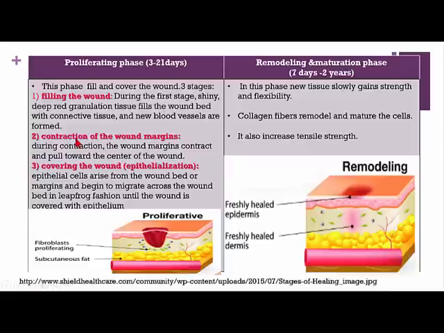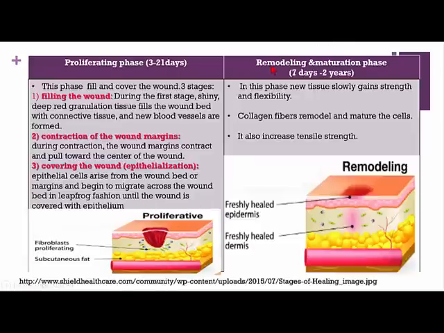The second stage is contraction of the wound margin. During the contraction stage, the wound margins contract and pull toward the center of the wound. The third stage is covering the wound, which means epithelialization. Epithelial cells arise from the wound bed or margin and begin to migrate across the wound bed in a leapfrog fashion, and they will cover the wound with epithelium.